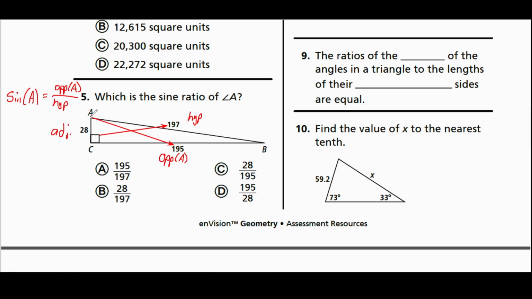I know sometimes students will see something highly exaggerated like this and feel like if they go straight across, they're going to hit this 28. So I like to just be extremely careful when I do this, and I follow this step every time. Now I know I need the side opposite over the hypotenuse. This is going to give me 195 over 197.